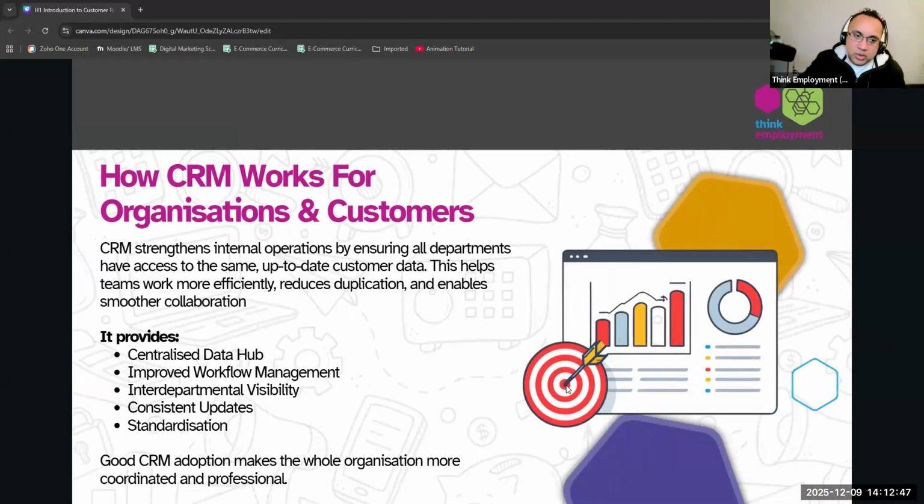How CRMs work for organizations and customers. So it's basically a centralized data hub. It's one place where all the data is kept. It improves the workflow management, like how people are doing the tasks, following up, assigning responsibilities, tracking, monitoring. Everything's basically there, like on a database, but on a dashboard as well, visually. So the marketing, the sales, the customer service, all of that can be actioned, and you can also have conversations about it using the chat feature.